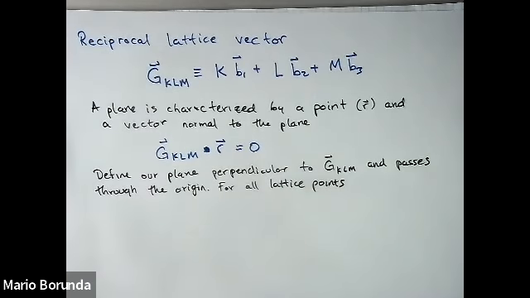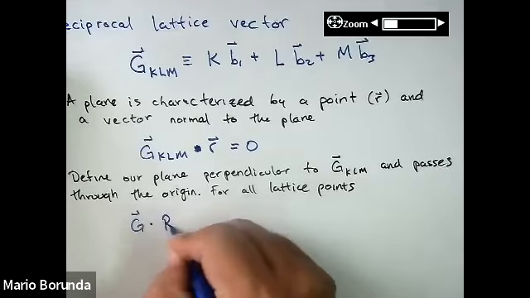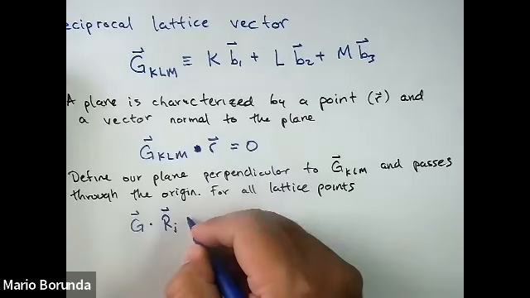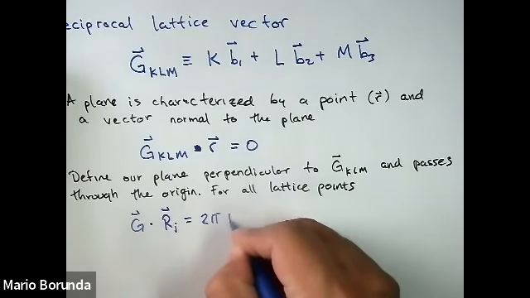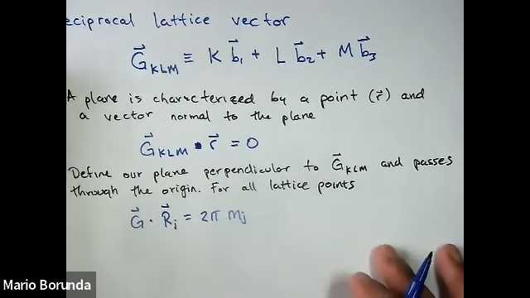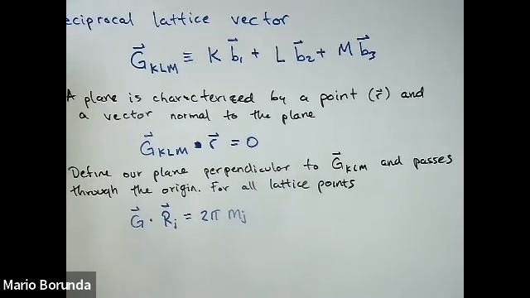remember, the set of all lattice points is given by R, capital R. We're going to have the G dotted with capital R, let me put a little J because it's one of the vectors in the set, is equal to 2 pi m. So I know that this is true from our construction of the reciprocal lattice vectors, right? And because I have that and it works for all lattice points, there's a plane and then there's parallel planes.